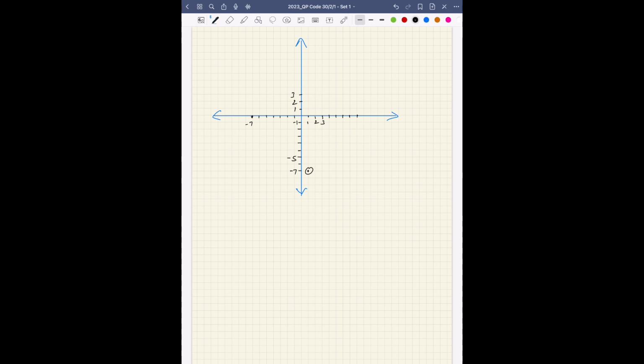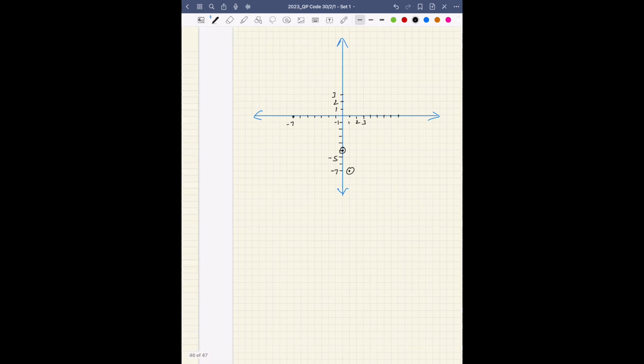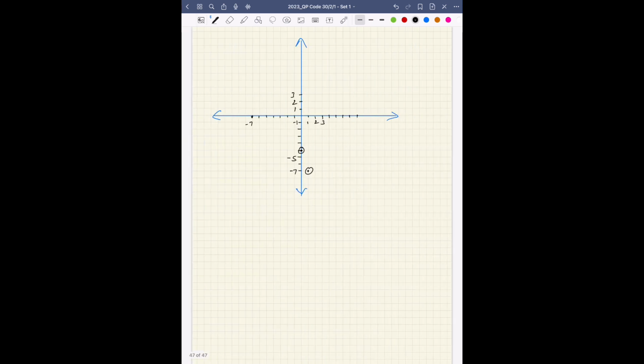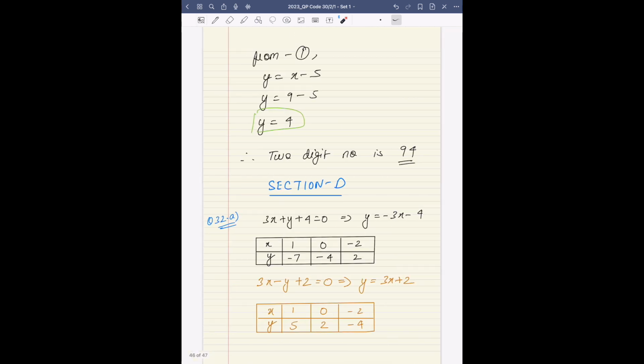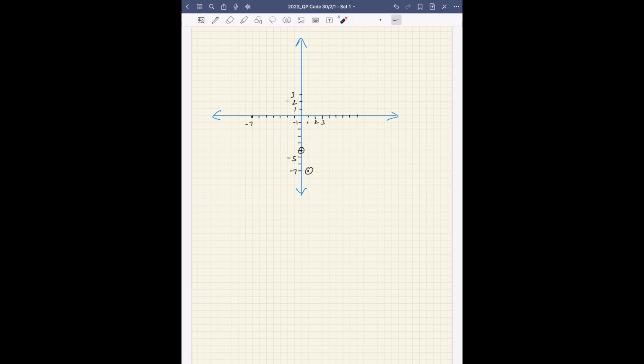So 0 comma minus 4. Minus 4 will be over here. This is 0 comma minus 4. Then you have minus 2 comma 2. So minus 2 comma 2 means you shift 2 units to the left and then 2 units up. So this will be your point minus 2 comma 2. Now take a straight line and join them.